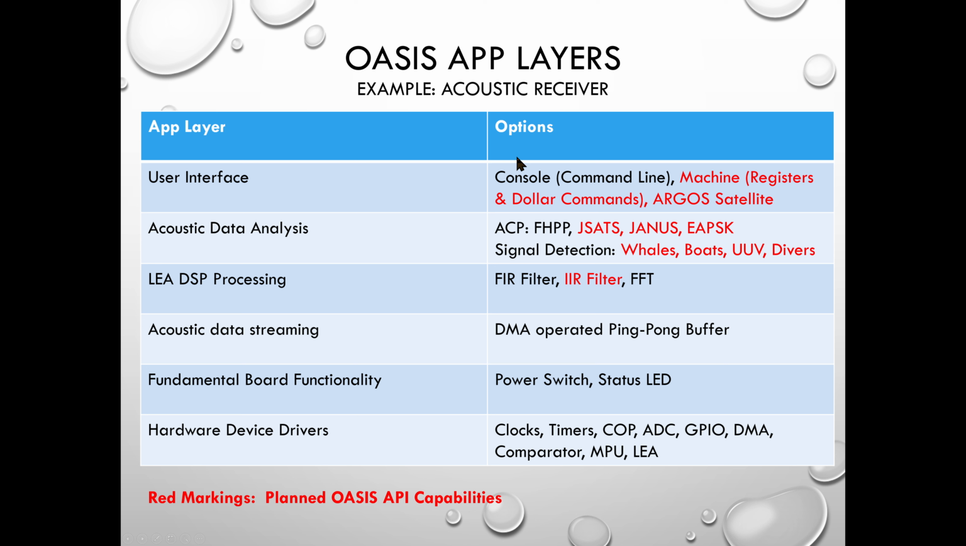Then on top of that, the choice of user interfaces. Here we're showing a console or command line application, but for machine interfacing, we'll implement one that's based on software registers that are controlled via dollar commands, as well as an option to actually connect a small OASIS receiver to an Argos reporting satellite tag. And so then you can have global reporting going on in there.